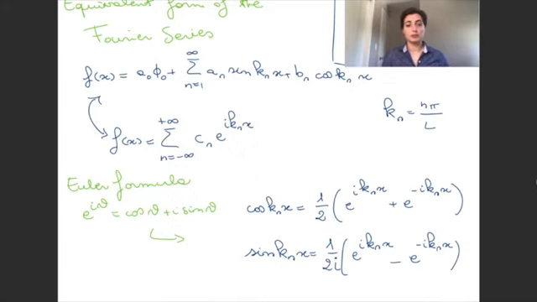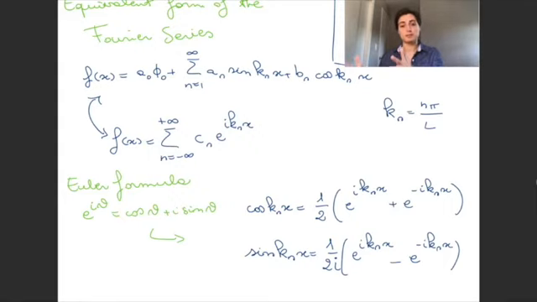So we use the Euler formula. We write e^(iθ) as cos θ plus i sin θ. So we can write cos kₙx as 1 over 2 times e^(i kₙ x) plus e^(-i kₙ x). And the sine is very similar, except that it's 1 over 2i, and now we're taking the difference between the two exponentials.